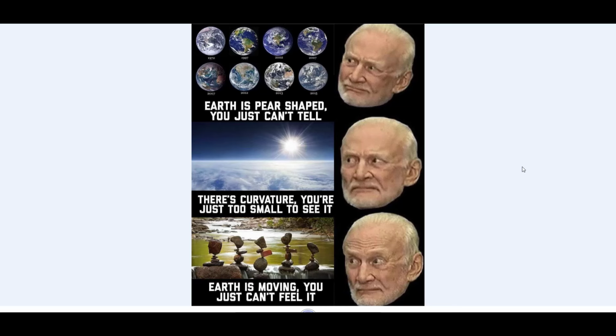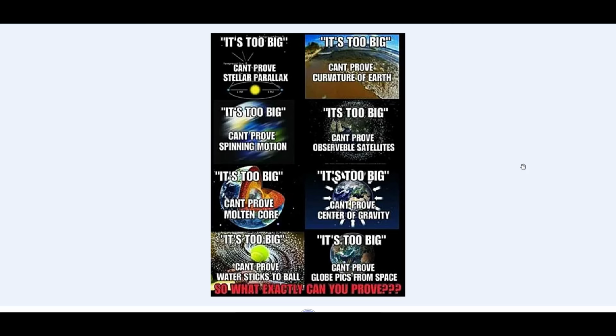Earth is pear-shaped. You just can't tell. There is curvature. You're just too small to see it. Earth is moving. You just can't feel it. Let's see. So first on the left. It's too big. Cannot prove stellar parallax.